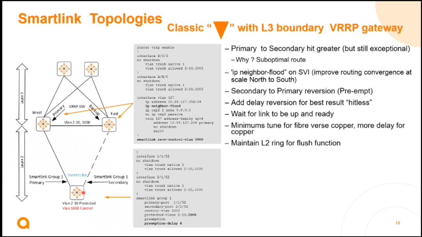And then it's important to maintain this layer 2 ring. That's really important. I've just provided a bit of configuration here for you to see on the VRRP, the neighbor flood. That's not very common, so you may not use it. Then we've got the Smartlink receive control VLAN, and then the preemption delay and the control VLAN.